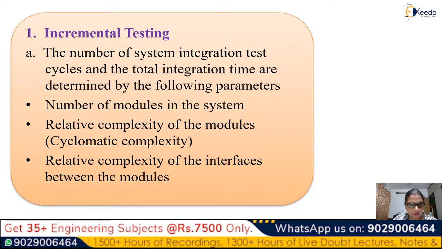First, the number of modules in the system. Then the complexity. How is the complexity? Then you have the relative complexity of the interfaces between the modules. That means the number of system integration test cycles and the total integration time parameters. They determine how many modules are being used and what the complexities between them are. Is the complexity high or low?